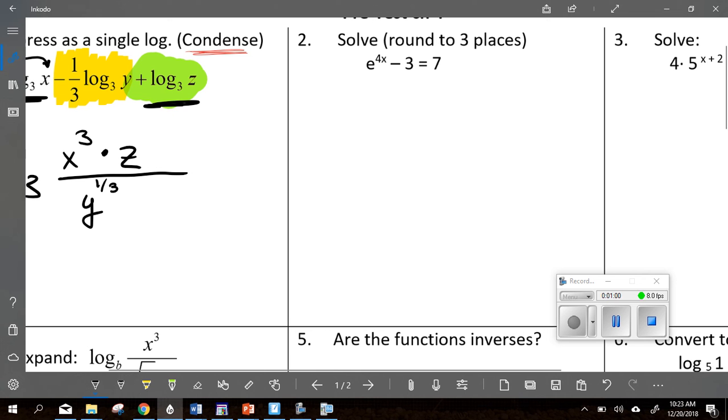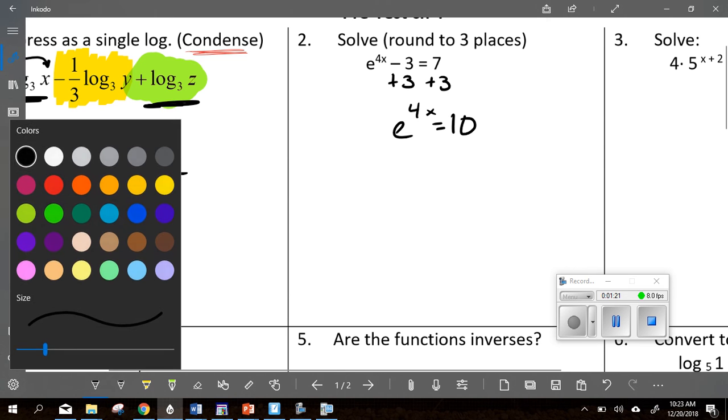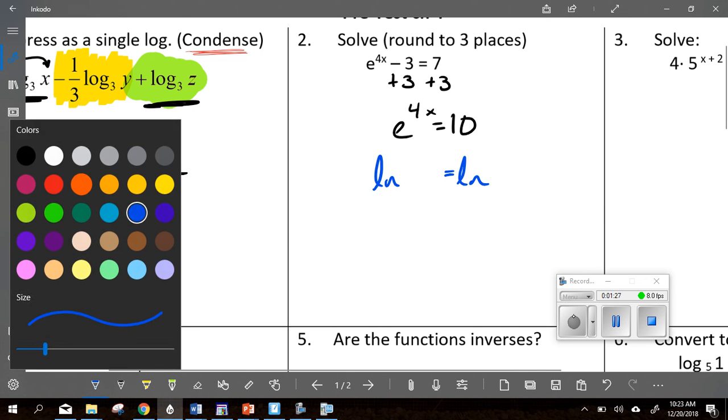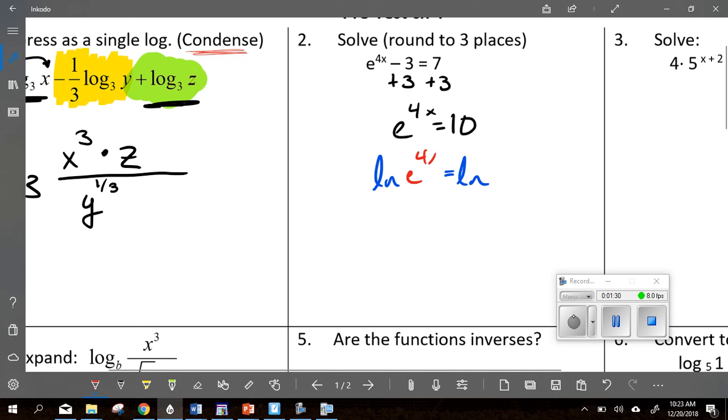Number 2, we're rounding that thing to 3 decimals. And so what I want to do is I want to try to get x by itself. So first thing I'm going to do is add 3 to both sides. e to the 4x equals 10. Then I want to get rid of e. And we need to understand what the opposite of e to a power is. The opposite of e to a power is natural log. So what I'm going to do on each side is I'm going to take the natural log of both parts. So the natural log of e to the 4x and the natural log of 10.